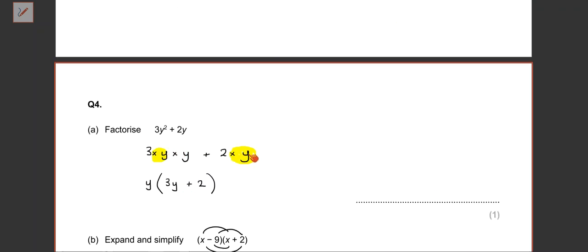Factorising, I've written it out just to show you. Again, you don't have to. Y is the common factor. Taken the y out, I'm left with 3y plus 2 in the brackets. 1 mark.